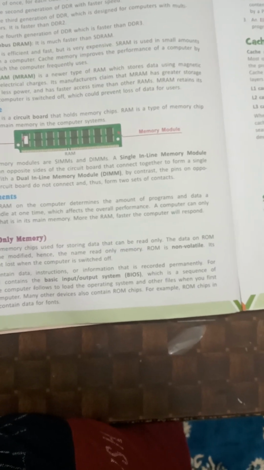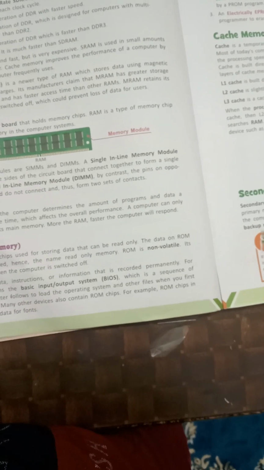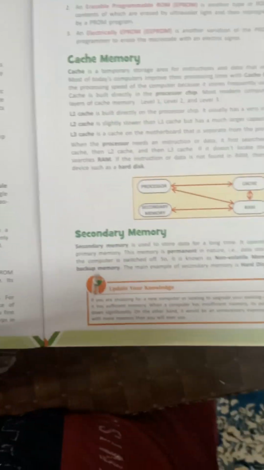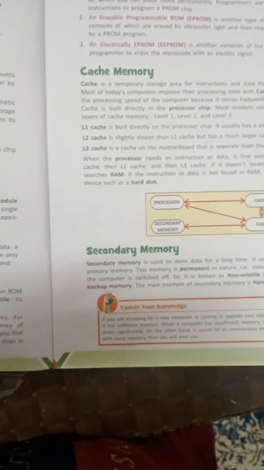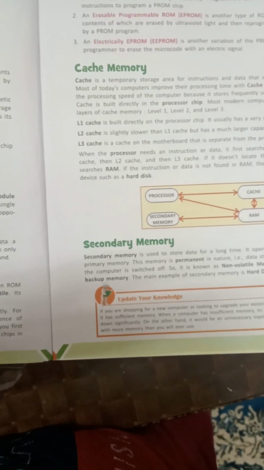Many other devices also contain ROM chips. For example, ROM chips in many printers contain data for fonts. Manufacturers of ROM chips often record the data, instructions or information on the chips when they manufacture them. These ROM chips are also called firmware.